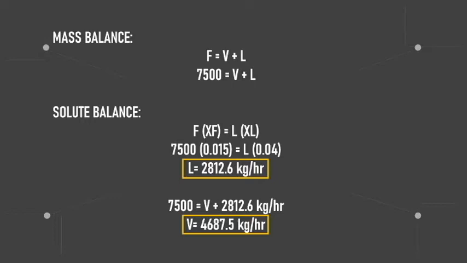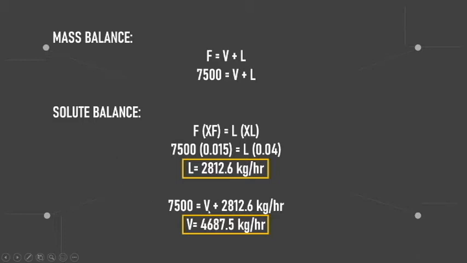We're already given the weight percent of the feed and the liquid. We also have the feed rate, so we're going to substitute the values there. So 7,500 times 0.015 is equal to L times 0.04. And then we can calculate for L, which is 2,812.5 kilograms per hour. Since we already computed the value of L, we're going back to the mass balance to compute for V.